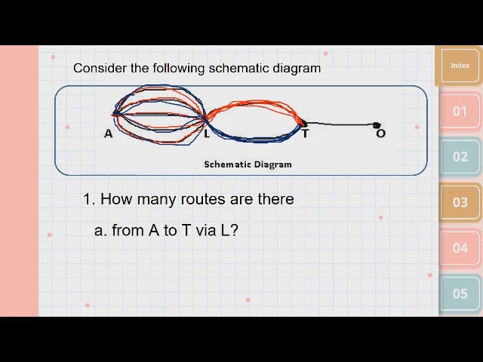So instead of doing that, we can use this one. From A to L, we have 5 routes, and from L going to T, we have 2 routes. According to our FCP, the fundamental counting principle, just multiply 5 and 2, and we get 10. I hope you got the first one.